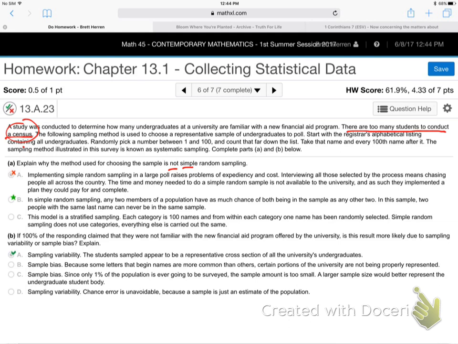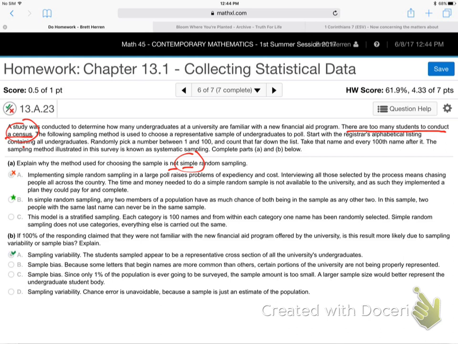Simple means you just take the whole group and you just randomly grab. So two next to each other could cut in, couldn't they? Or not. It could happen. But here, for sure, two next to each other will never come into the sample. So it's not simple random. It's another kind of random, but it's not simple. Does that make sense?